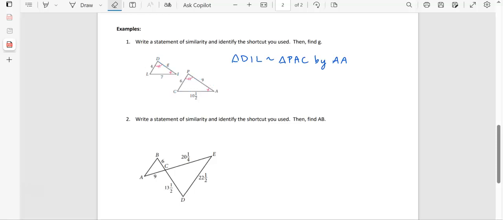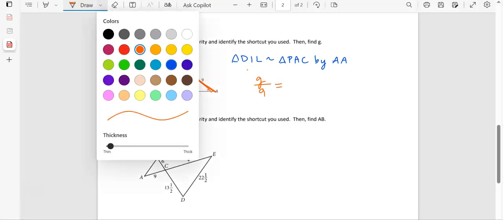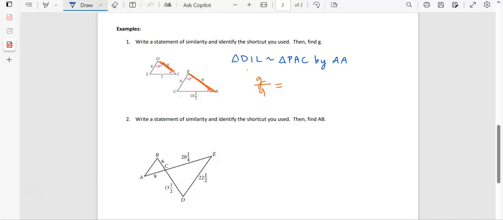And then to find G, what I'm going to have to do is set up a proportion. And it's up to you how you want to do it. You have to find corresponding sides. So G is in between the two congruent angles. So G corresponds with segment PA, which is 9. So I'm going to write G over 9 equals, and now I have to find another pair of corresponding segments.